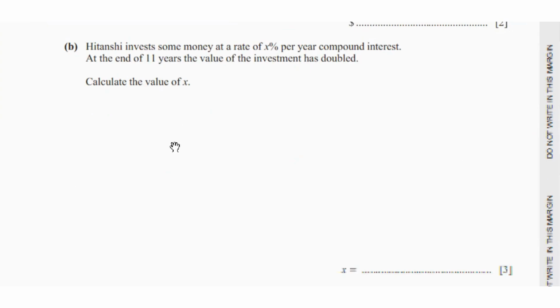Then it says, Tanshi invests some money at a rate of X% per year compound interest. At the end of 11 years, the value of investment has doubled. Calculate the value of X. So if at the end of 11 years the value of the investment has doubled, we're saying initially he's investing P. So at the end, it's going to be 2P. So 2P equals P times 1 plus X over 100 to the power of 11.